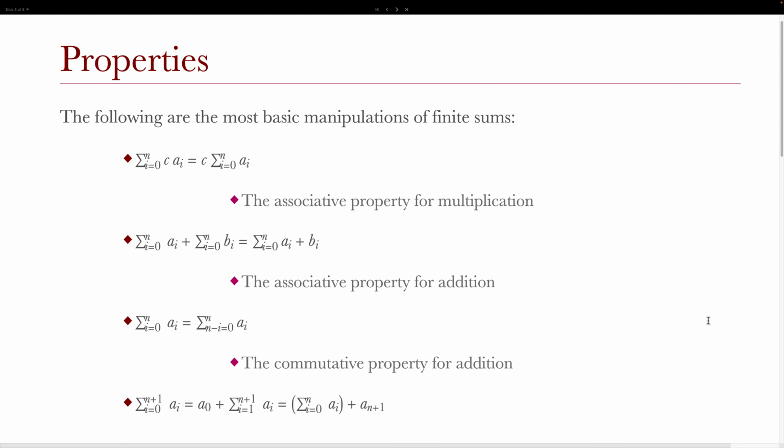Along with that, they also follow the commutative property for addition. So when you take the same list a sub i, going through its elements from i equals 0 to i equals n is the same as going through its elements from n minus i is equal to 0 to n minus i is equal to n.